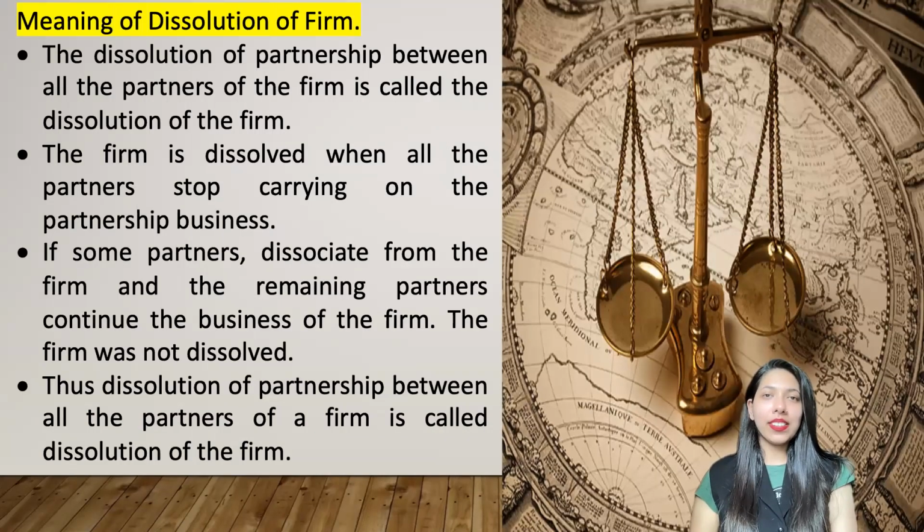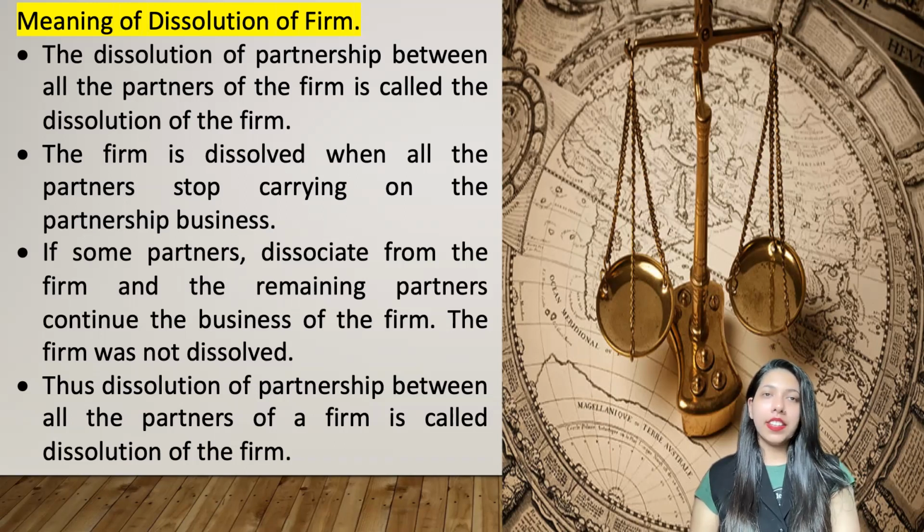First of all, I would like to start the class by defining the meaning of dissolution. What is dissolution? In simple words, the dissolution of a partnership between all the partners of a firm is known as dissolution of a firm. I'll give you an example. Imagine there are six partners, and there is a firm. How can we say that this particular firm is dissolved? Dissolution means winding up. So how can we say that this particular firm is winding up?